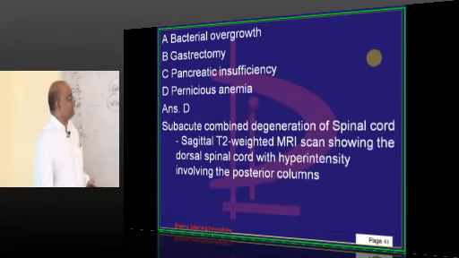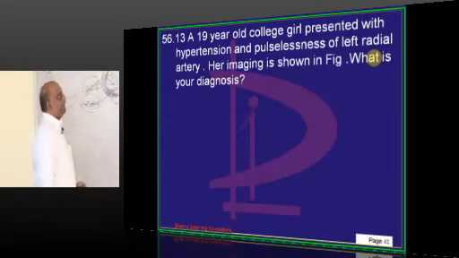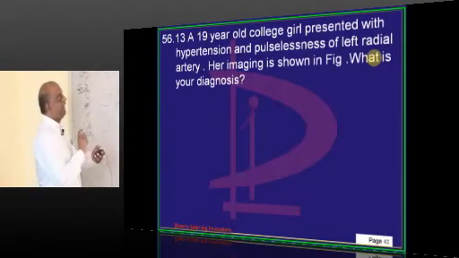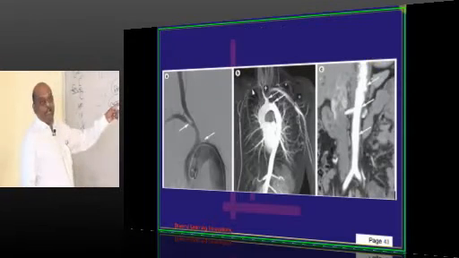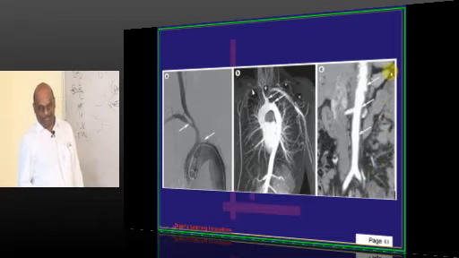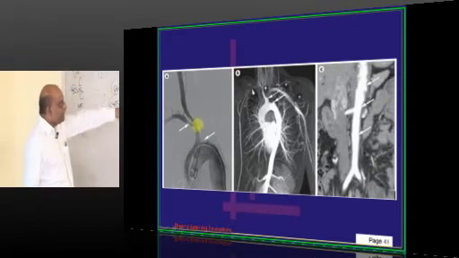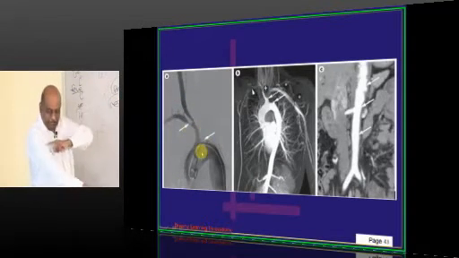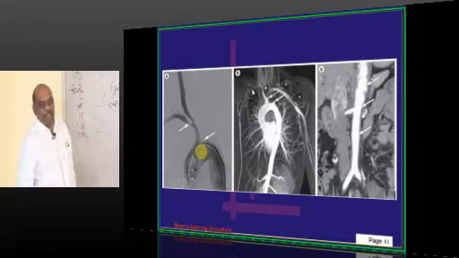Very good. Shweta says there is no trouble, sir. Carry on. 19-year-old presented with hypertension, pulselessness of the radial artery, and her image shows a condition called pulseless disease, Takayasu arteritis. It is called aortoarteritis. Whenever inflammation involves the arch of aorta, that extends into the subclavian and leads to the occlusion of it, and subclavian supplies ultimately the brachial and radial. That is the reason that side pulselessness will be there.